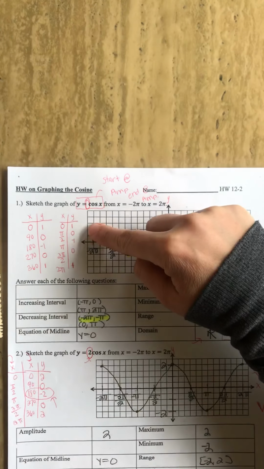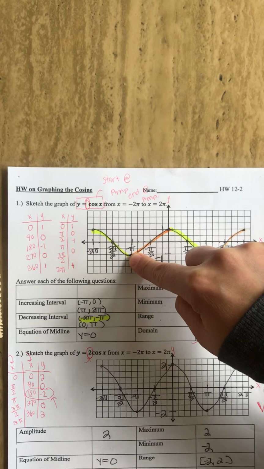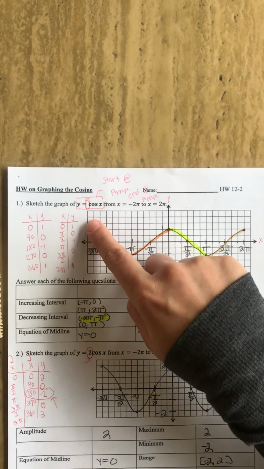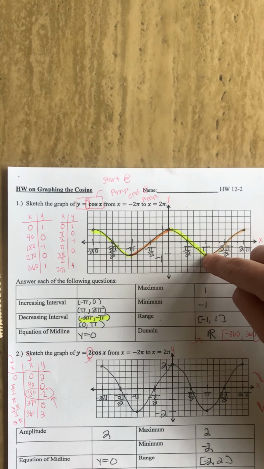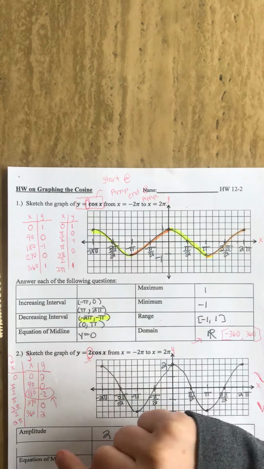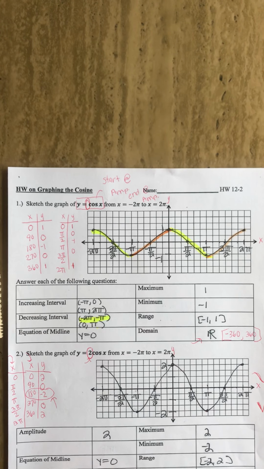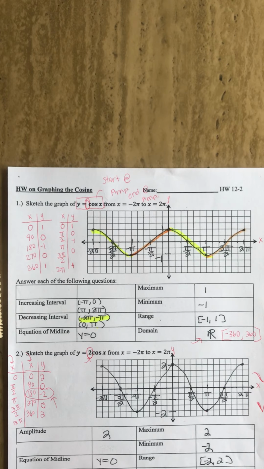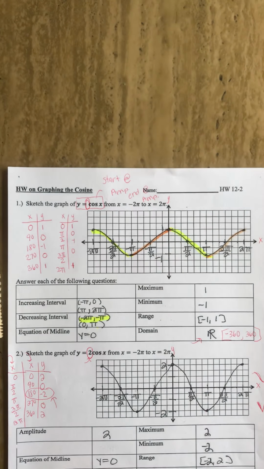You guys can see from negative pi to negative 2 pi right here, this is where it's decreasing, and it's also decreasing right here from 0 to pi. We increase here from negative pi to 0 and from positive pi to 2 pi. The equation of the midline, that's halfway, that's y is equal to 0. I think I said that.